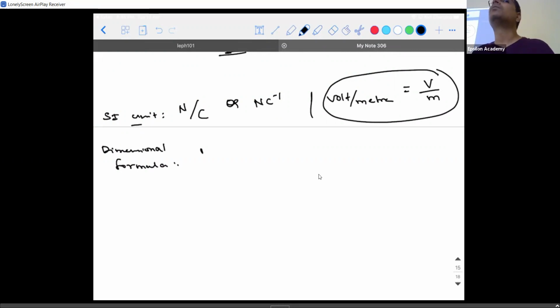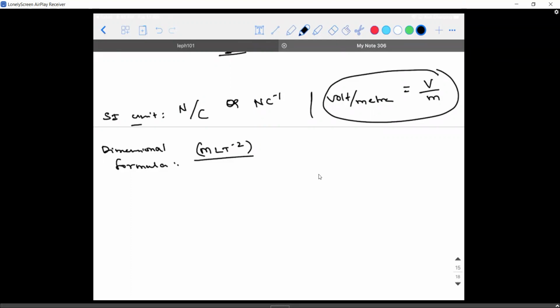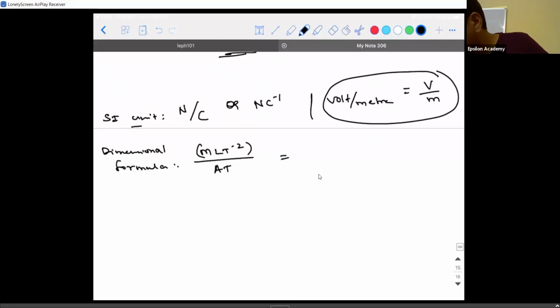Newton. What is Newton? You can think of force. Force is mass into acceleration. M L T minus 2 divided by Coulomb, which is ampere into time, A T. So you will have M L T minus 3 A inverse. Okay, M L T minus 3 A minus 1. So this is the dimensional formula for whom? For the electric field intensity.